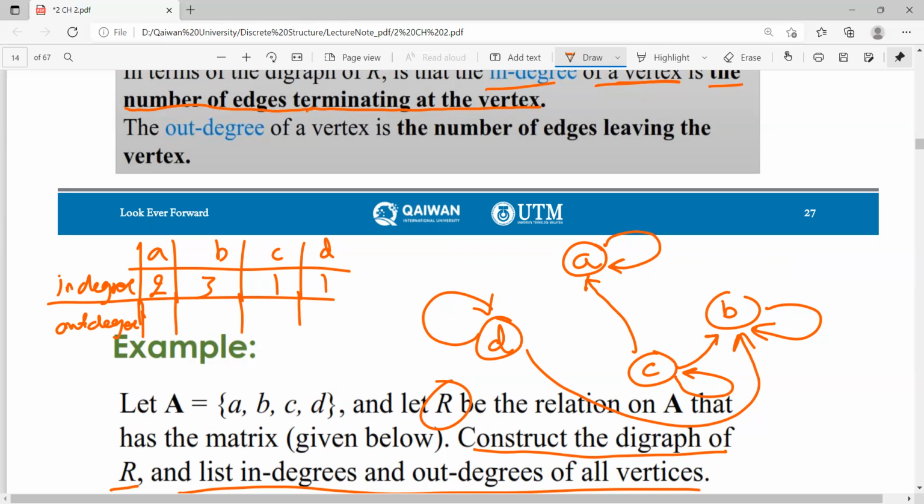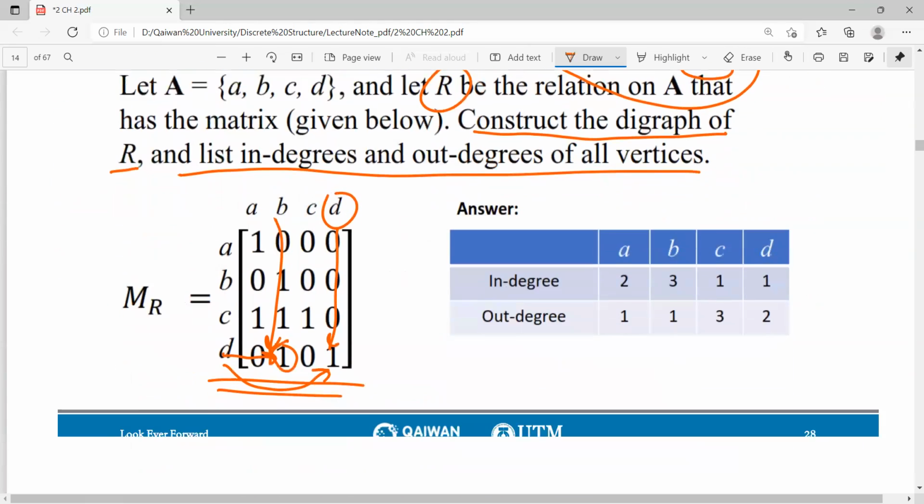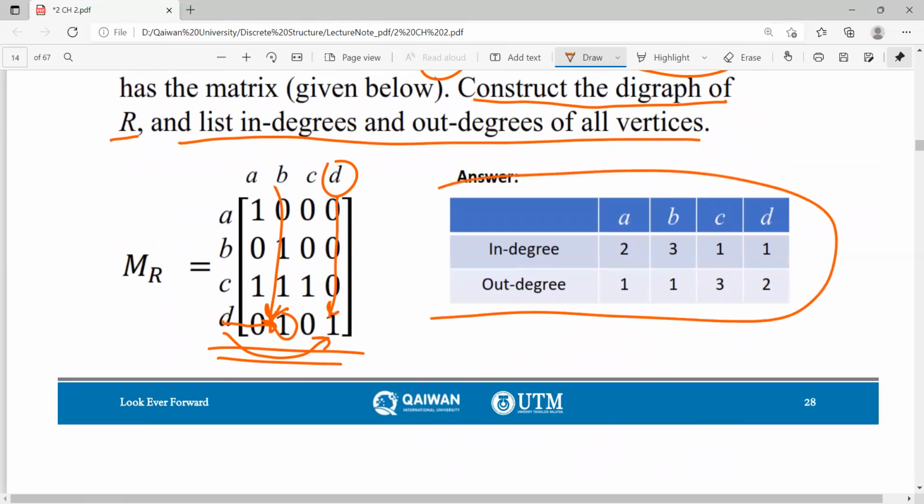How about out degrees? A is 1. B, 1. C, 3: 1 for itself, 1 for B, 1 for A. D, 2. These are the in degrees and out degrees. For finding them, you should first construct the diagram, and then it's easy to write down the in degrees and out degrees. We write down the number of arrows for in degree and out degree.